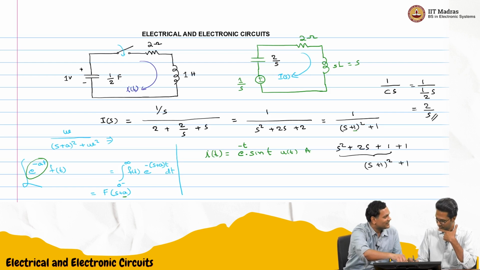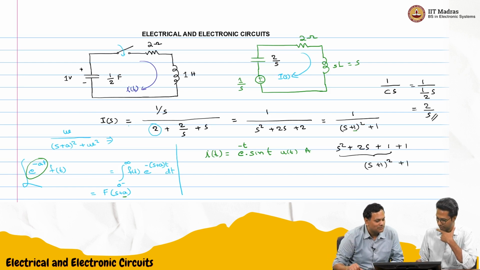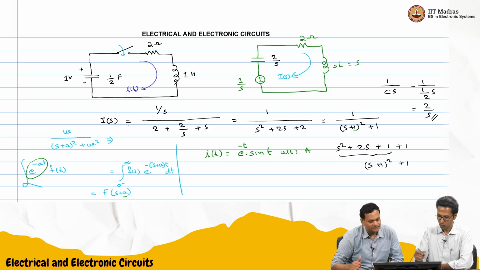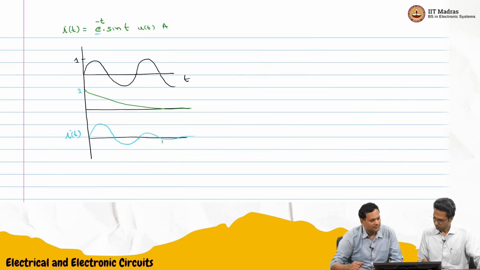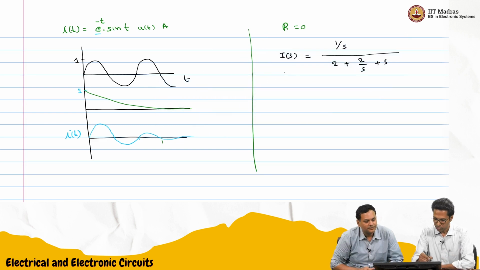Shall we solve this I of s? That 2 portion will be gone, and so you will get 1 by s squared plus 2. I can write it down. So we are just trying out what happens. No resistor, no 2 ohm resistor. If R is 0, then what happens to this?